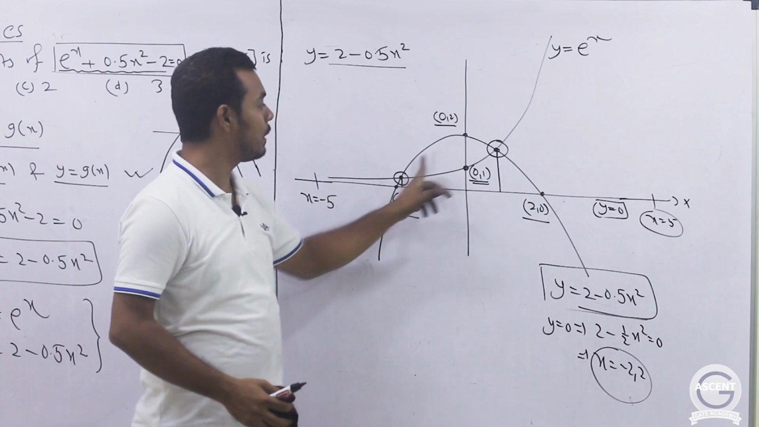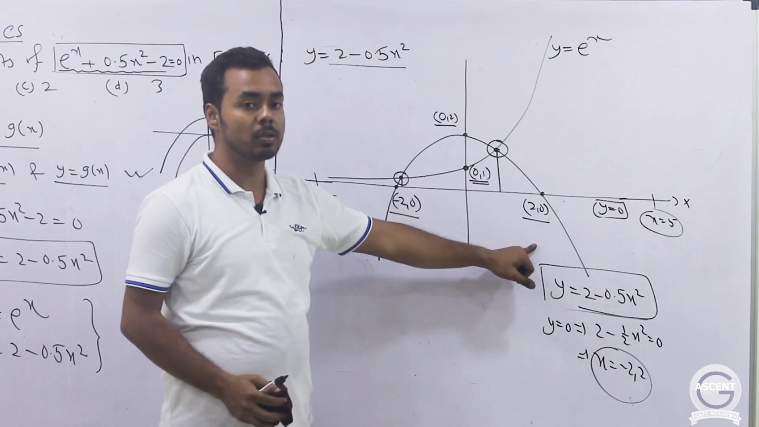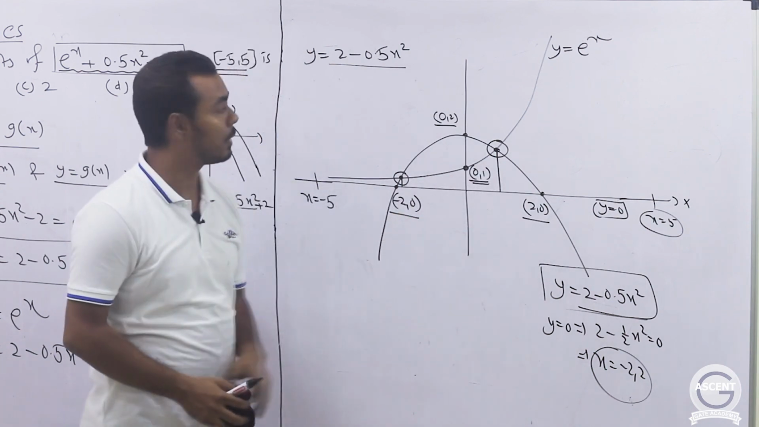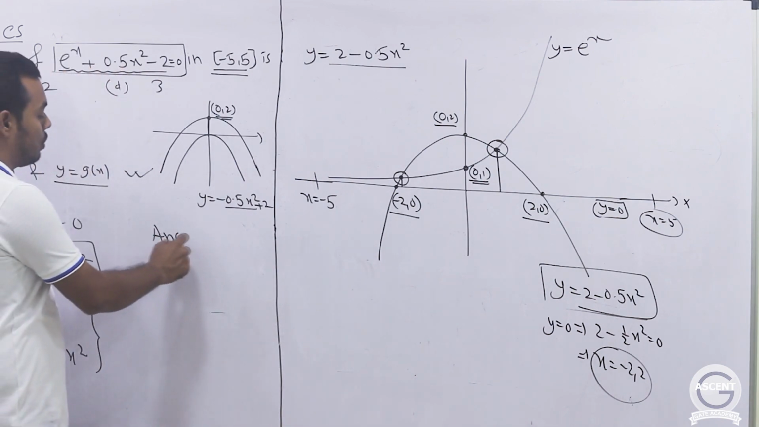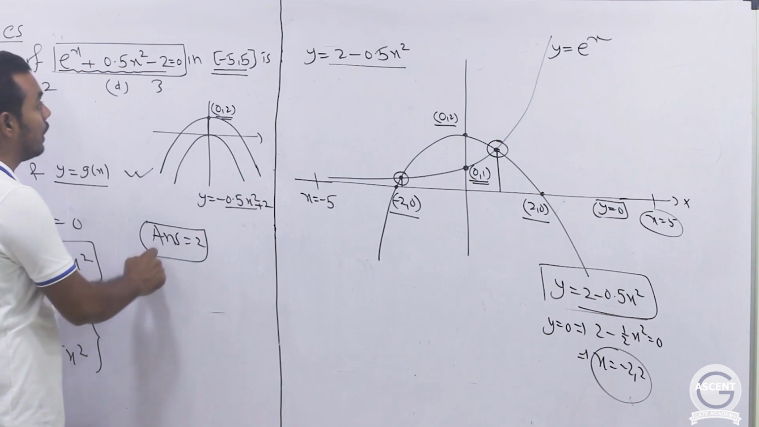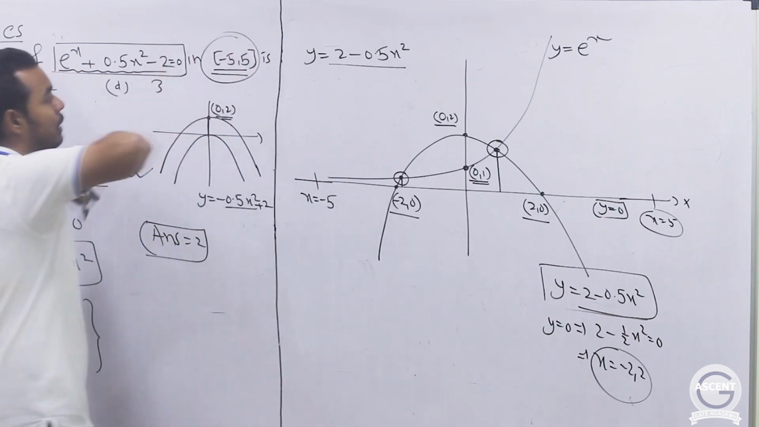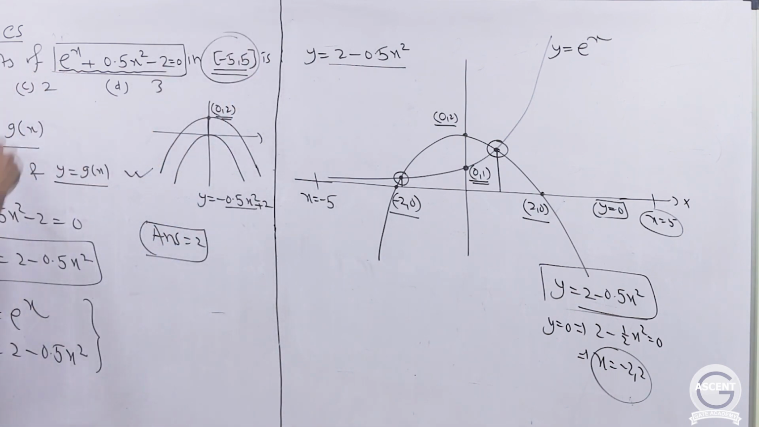The question was how many points of intersection are between minus 5 and plus 5. So these 2 points of intersection are between minus 2 and plus 2, so they have to lie between minus 5 and plus 5. Therefore the number of solutions here will be 2. There are 2 points of intersection and both of them are in the interval minus 5 to plus 5. So the correct answer here will be option C.